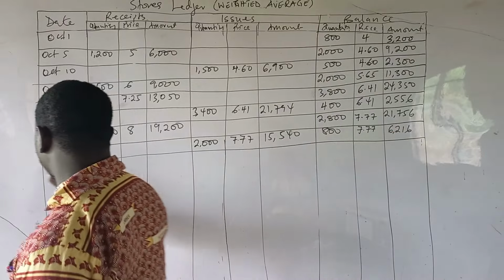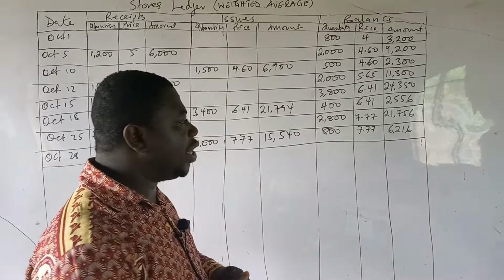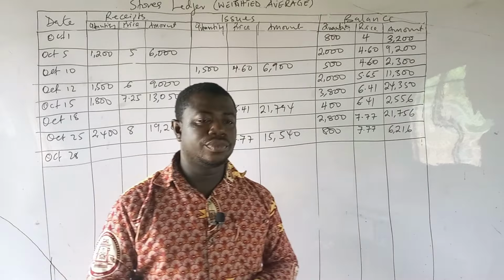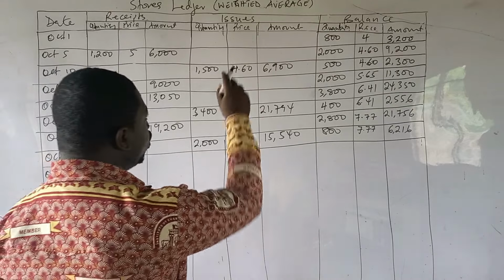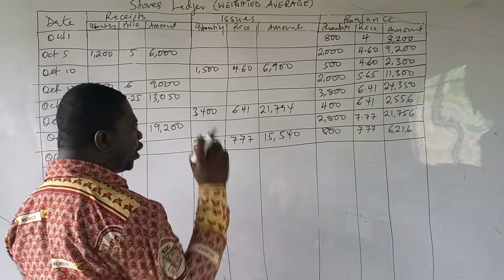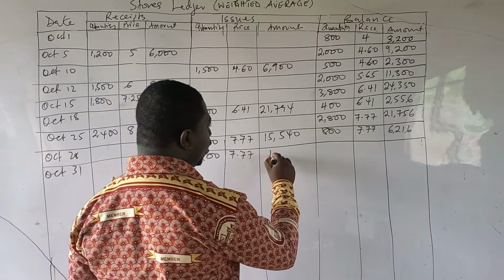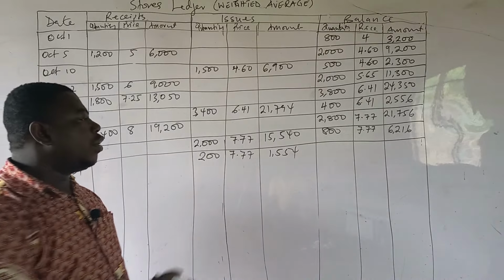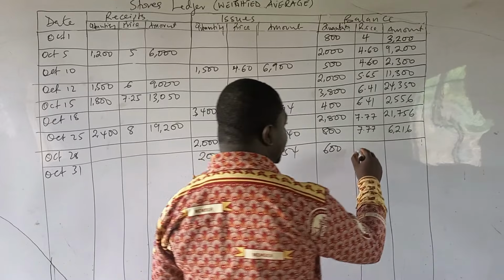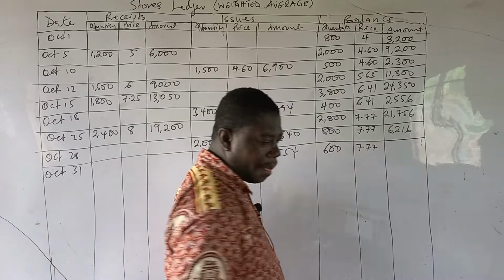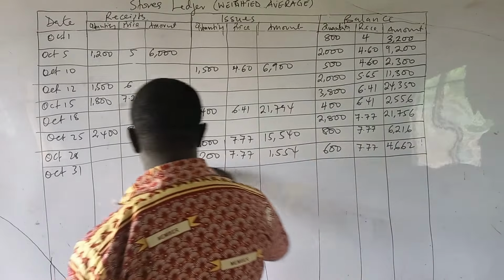So that is it for that. So just like I said, we are done with the transactions in the table, but we are told in additional information there was a shortage of 200 units. So we need to issue out that shortage. So every time there is a shortage, you issue it out. So 200 is going out. The same unit price of 7.77. And that is going to give us 1,554. So our new balance is going to be 600 units at a price of 7.77. And that is going to give us 4,662. So we are done.